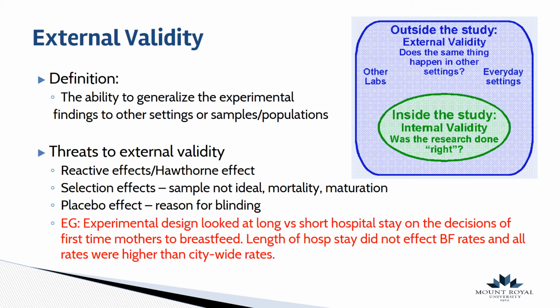The other one is selection effects. So your sample is not ideal. So you might have had a randomized sample, but it didn't turn out to be that random. And there might have been some significant differences between your experimental and your control group. Mortality, obviously loss of participants or maturation or change of the participants over time.